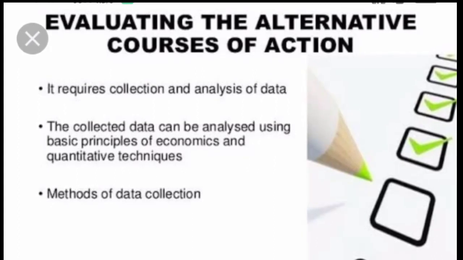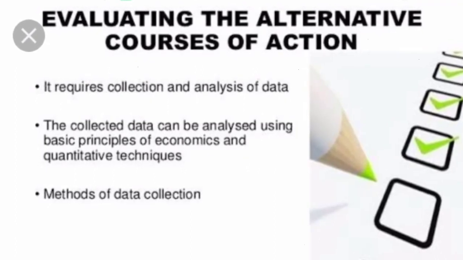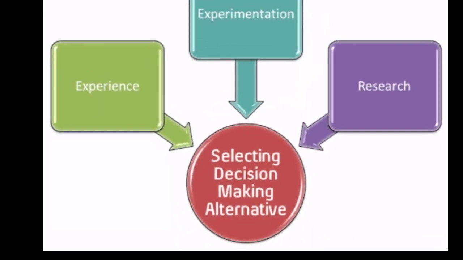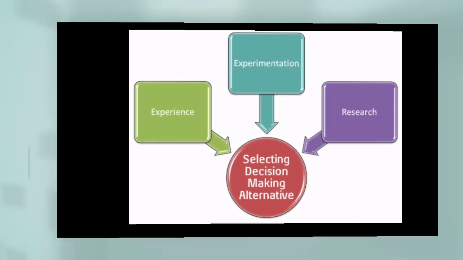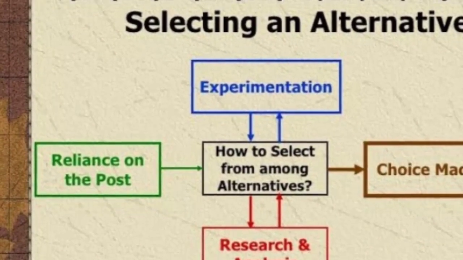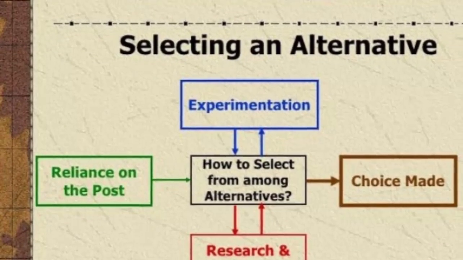Next, selecting an alternative. This is the real point of decision making. Hence, the business manager chooses the best plan to be adopted and implemented from among the large number of identified alternatives.